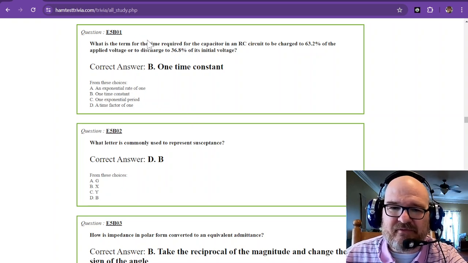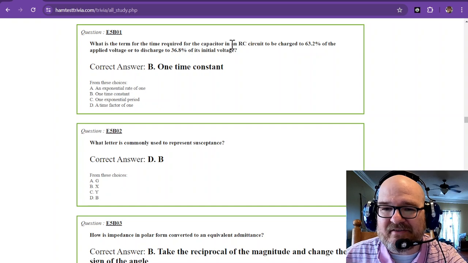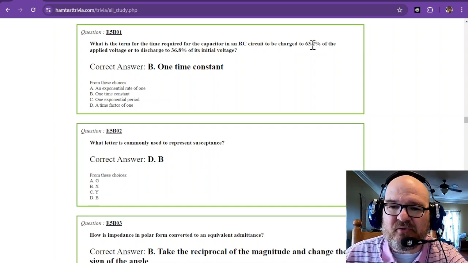What is the term for the time required for the capacitor in an RC circuit to be charged to 63.2% of the applied voltage, or to discharge to 36.8% of its initial voltage? That is one time constant.